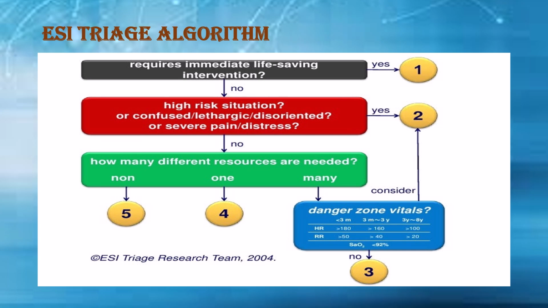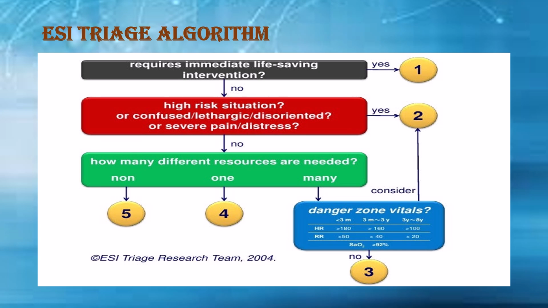But still you need to identify if the patient is in a high-risk situation, confused, lethargic, disoriented, or in severe pain and distress, because pain scale is also one of the vital signs other than the blood pressure, heart rate, temperature, and RR. Pain is also one of the vital signs. If yes, it will go to level 2. It is still very important for us.